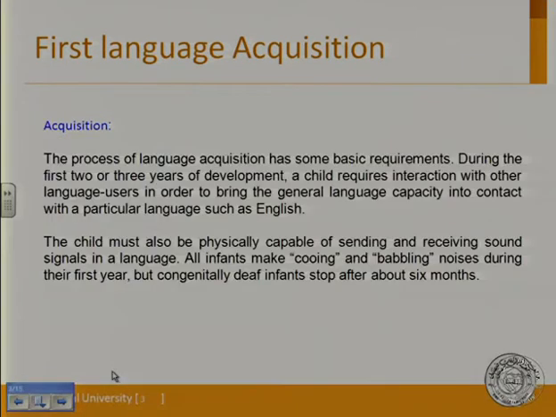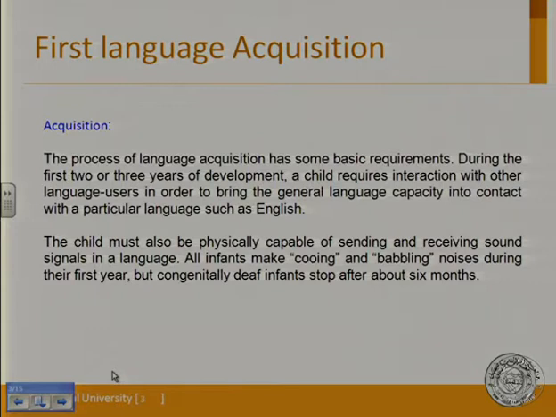Now, first of all, let us just define acquisition. The process of language acquisition has some basic requirements. During the first 2 or 3 years of development, a child requires interaction with other language users in order to bring the general language capacity into contact with a particular language, such as English. The child must be physically capable of sending and receiving sound signals in a language.